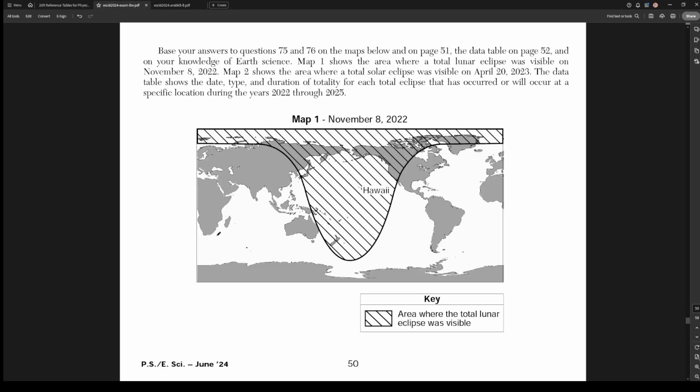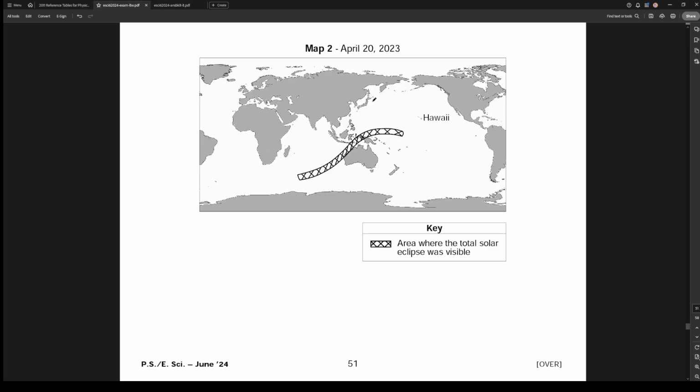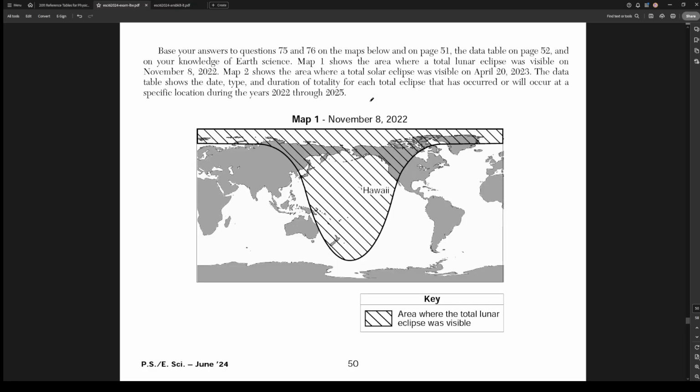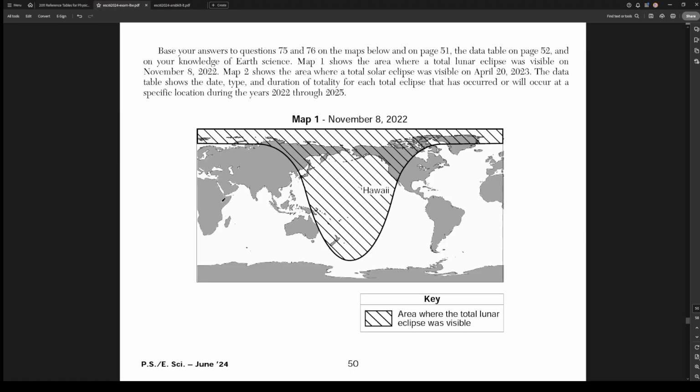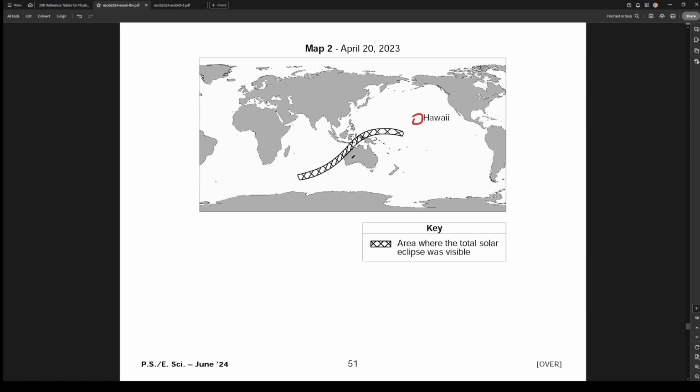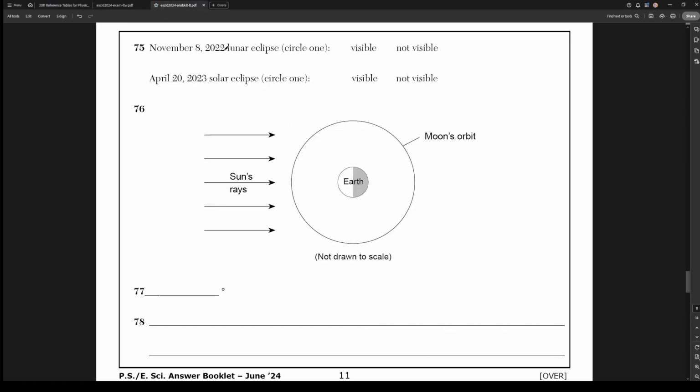All right, we got this weird map. Map 1 shows where the lunar eclipse was visible. Map 2 shows where the solar eclipse was visible. Great. Let's see what it says. Determine whether each of the eclipses shown on the map were visible or not visible to an observer in Hawaii. Okay, so Hawaii is labeled right there. It was visible in the lunar, but Hawaii is over here for the solar, so no. So yes to lunar, no to solar.